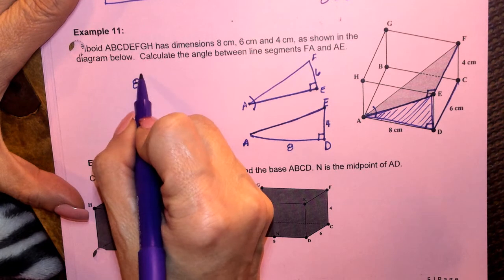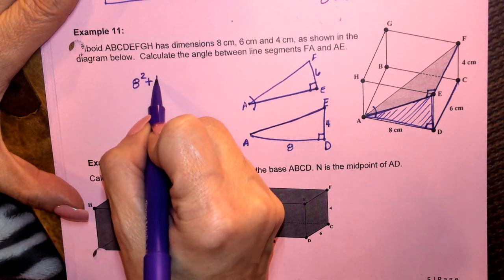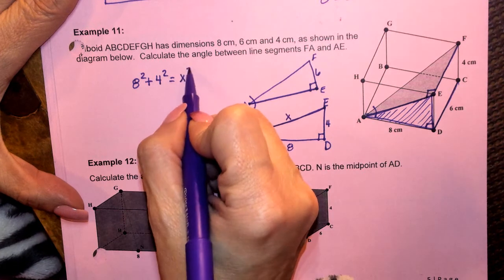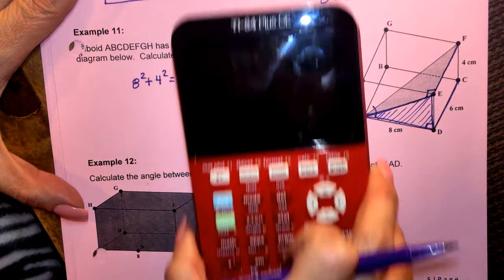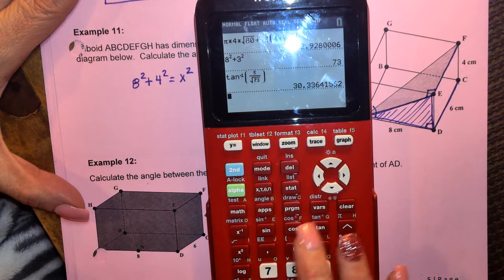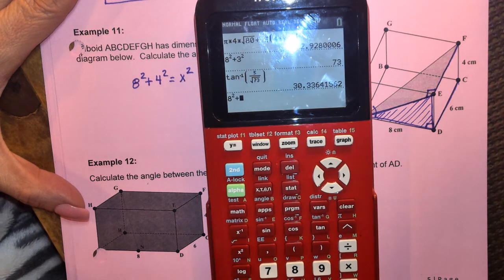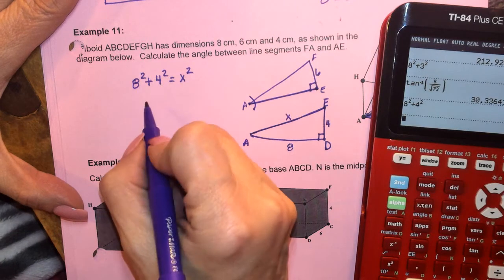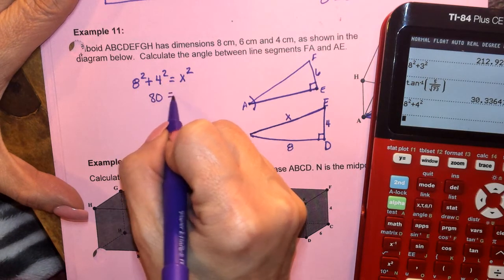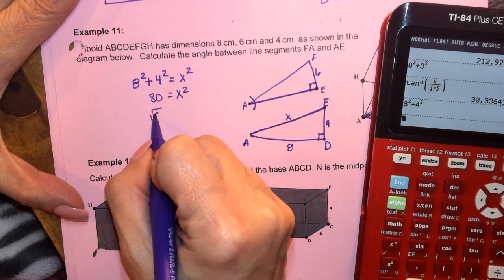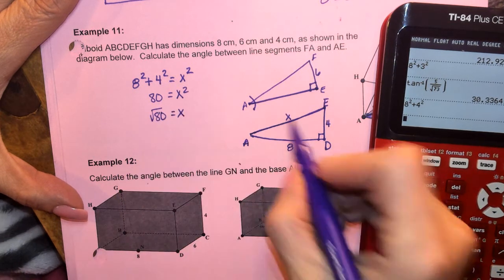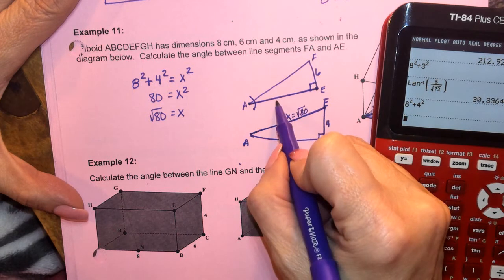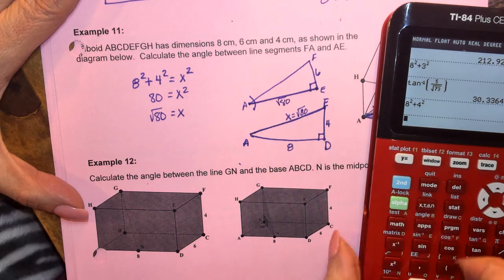So 8 squared plus 4 squared equals, we'll call this x right here, x squared. So 8 squared plus 4 squared is 80. So 80 equals x squared. Square root of 80 equals x. So this big side is the square root of 80.